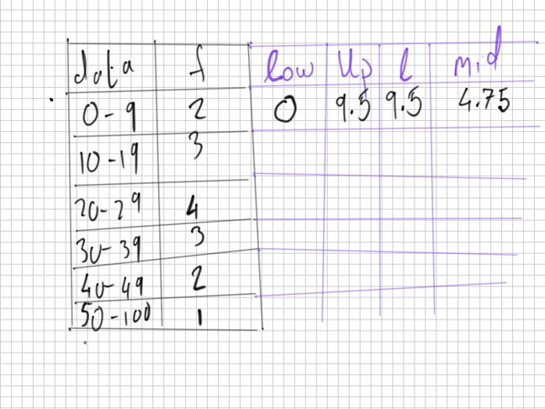So the low for the next one is 9.5? Yeah, then that would have to be 9.5 for the next one, and then what would be the upper? 19.5, and so on and so on.